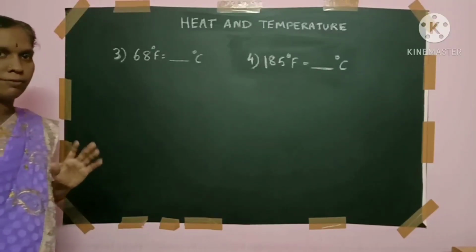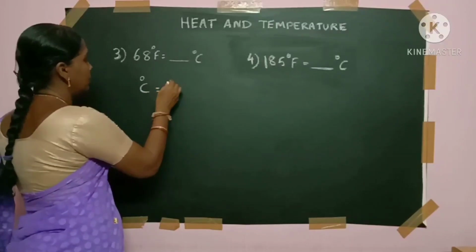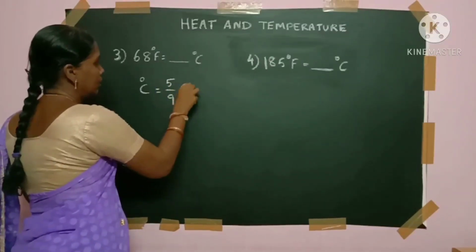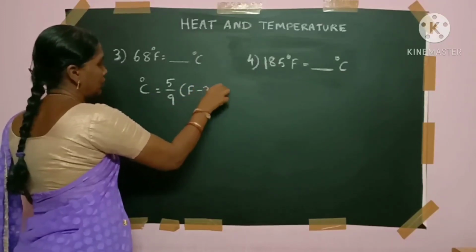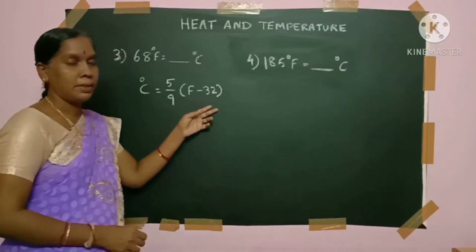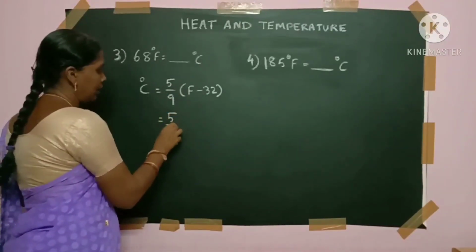We have to write the formula first. Degree centigrade is equal to 5 by 9 (F minus 32). So first we have to substitute the value of F, subtract 32, and only then multiply by 5 by 9.